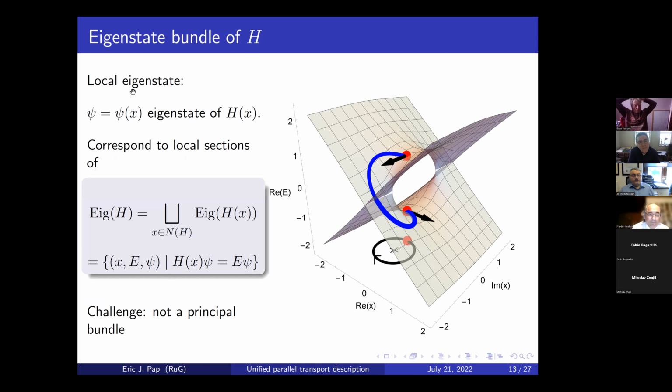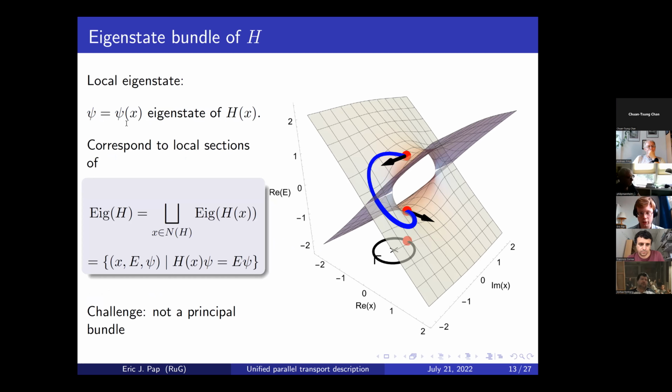And by this, I mean eigenstates which are parameterized by system parameters such that psi of x is an eigenstate of h of x. So please note that I do not require psi to be normalized or anything. Like I don't have an inner product, so I cannot even define normalized. I just want psi to depend smoothly on x, where x is taken in some open subset of the non-degeneracies. So the reason you want to look at local eigenstates is if you want to write something like the Berry potential or the Berry curvature, you get derivatives of psi, and these derivatives only make sense if psi depends on x.